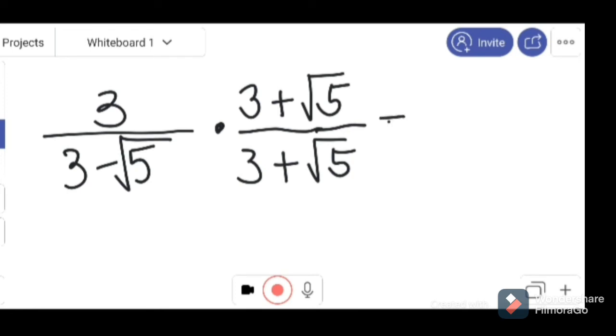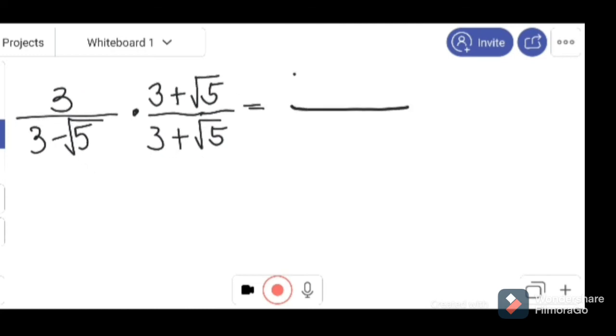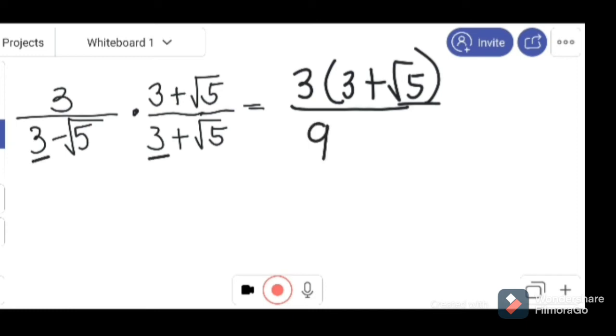After which, we are going to multiply this. So, in the numerator, we have 3 times 3 plus the square root of 5. And in the denominator, we have 3 times 3 is 9. Square root of 5 times square root of 5 is the square root of 25. Remember, we are applying the sum and difference of two binomials. So, negative times positive is negative.